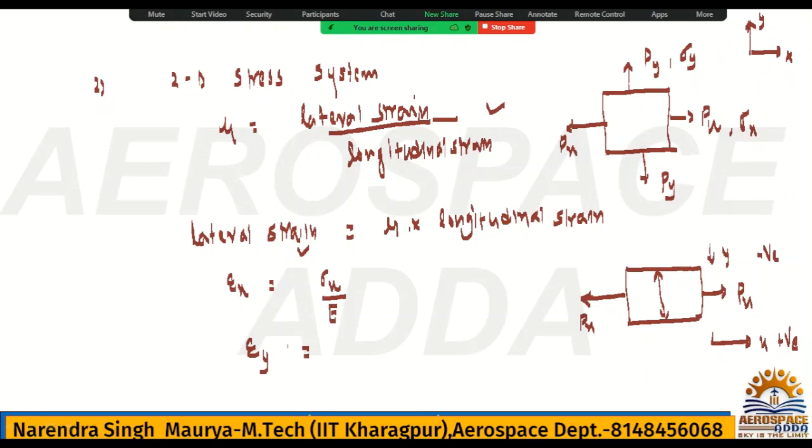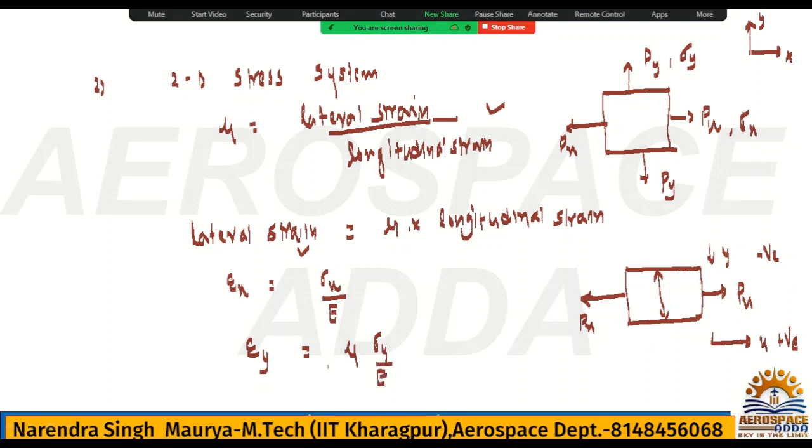So if you talk about epsilon y, that will be the lateral strain, and lateral strain is nothing but Poisson ratio into longitudinal strain. So this is the Poisson ratio into longitudinal strain, and the longitudinal strain in the y direction will be sigma y by E.